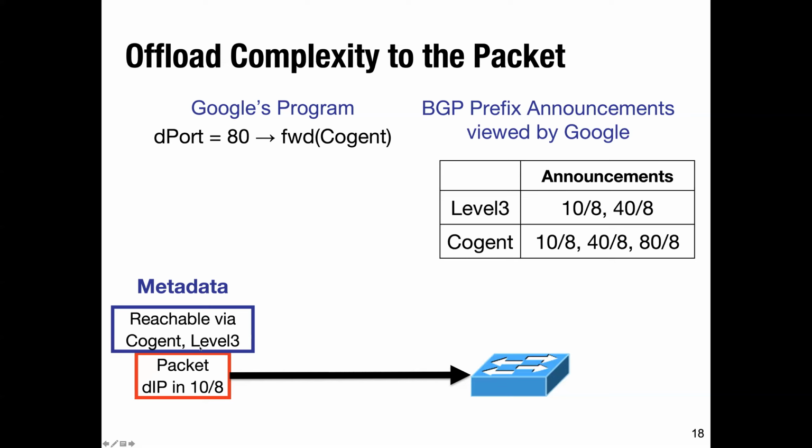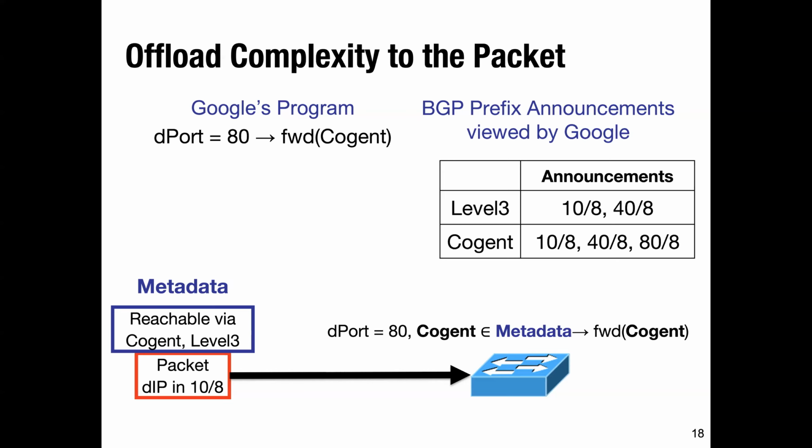Why via Cogent and Level 3? Because this packet's IP address belongs in 10/8. And notice that 10/8 is advertised by both Level 3 and Cogent, right? So if somehow this packet is carrying information which says that this packet is technically reachable via Cogent and Level 3, then the decision at the SDX is very simple.